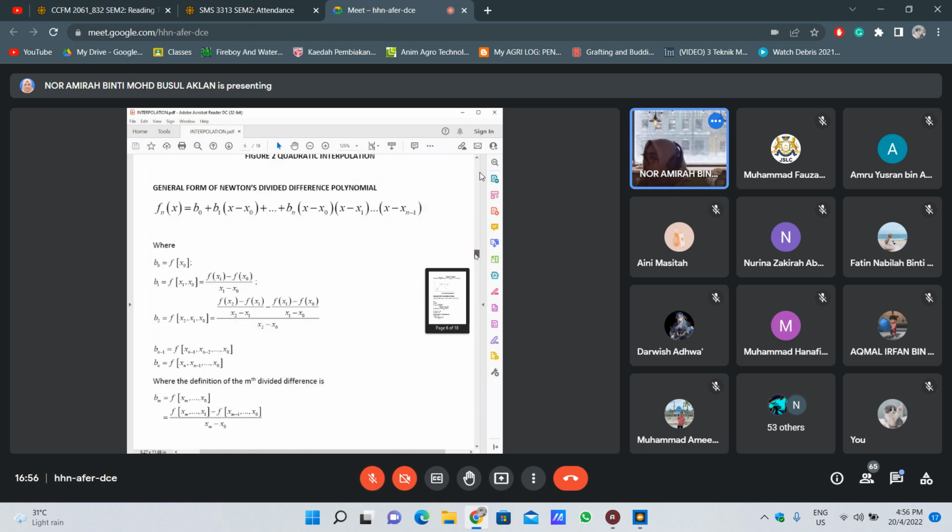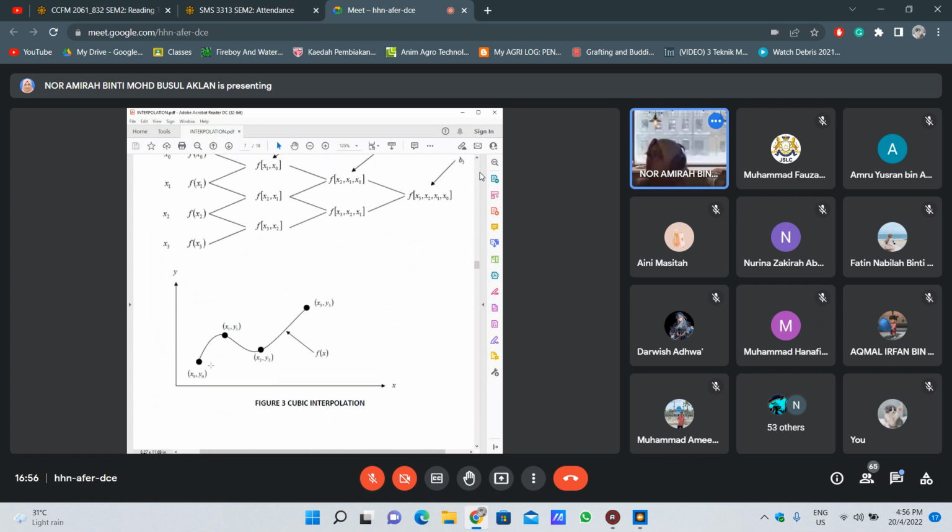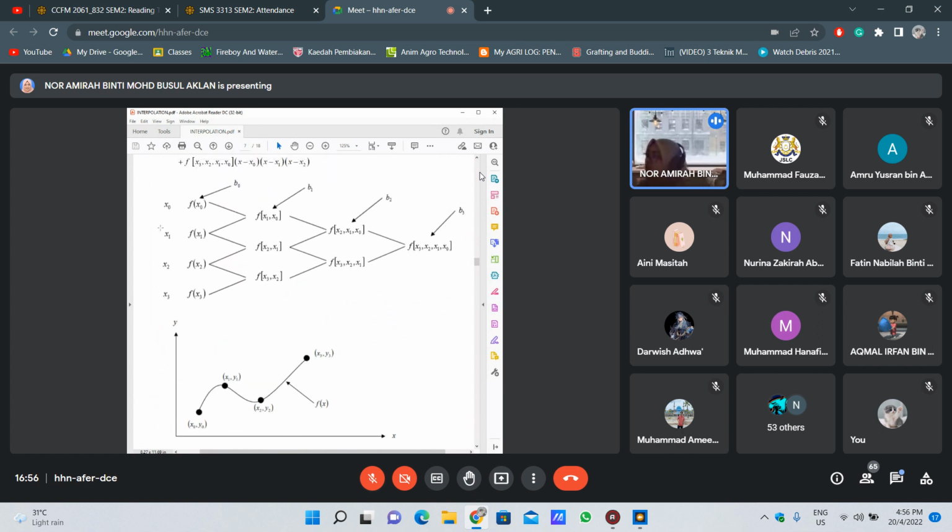Okay, but for cubic interpolation, this is the cubic graph. So you are going to need 4 points, x0, x1, x2, x3. Okay, so this is our interpolation. For cubic, this is the arrangement. For quadratic you can consider it faster. For linear it is even faster, you only do it once because you only have 2 points.